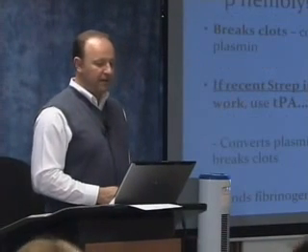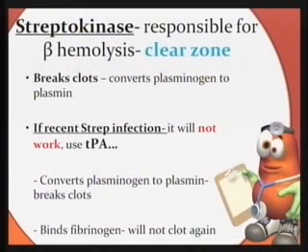Now, streptokinase, responsible for beta hemolysis, which is that clear zone. Breaks clots, converts plasminogen to plasmin. So you know that if it breaks clots, then ultimately I can use streptokinase as a clot buster. If recent strep infection, that means that they made antibodies to that strep infection, so you cannot give streptokinase to a person on the boards that has any prior history of a strep infection. They're going to try and get you to fall for that. Do not fall for that. So any history of a prior strep infection, do not consider streptokinase. It will not work. So instead we use TPA. Converts plasminogen to plasmin, and again, breaking clots, binds fibrin, and you basically will not clot again.